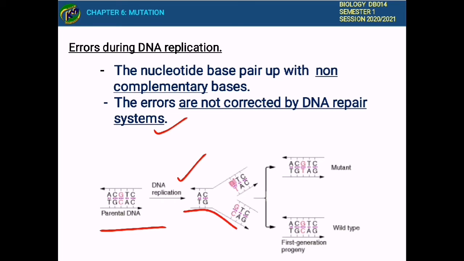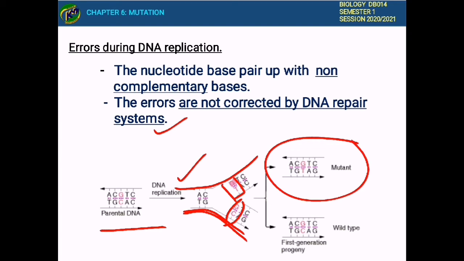During DNA replication, on this template, G pairs up with C. This is the correct one. But for this template, the G is pairing up with T. G is supposed to pair up with C. So after DNA replication occurs, it becomes mutant. But for this template, the normal DNA is produced, so it is also called what? Wild type. That one is for errors during DNA replication.